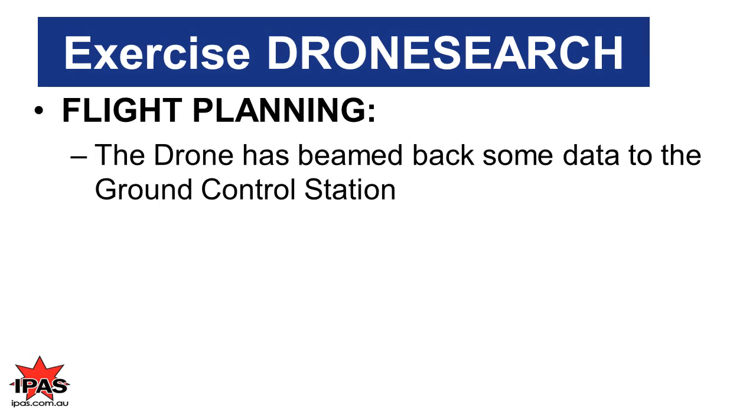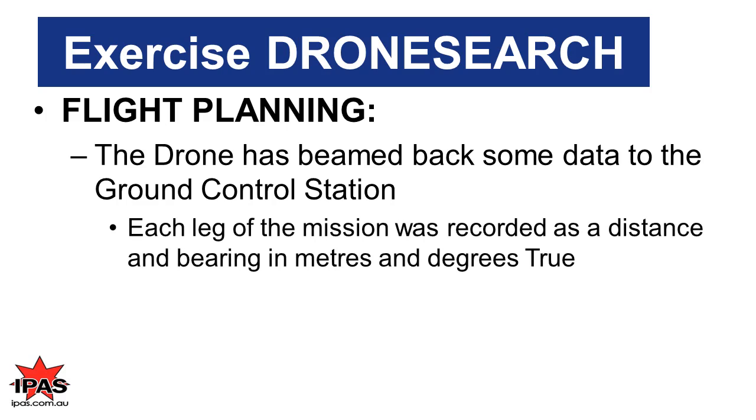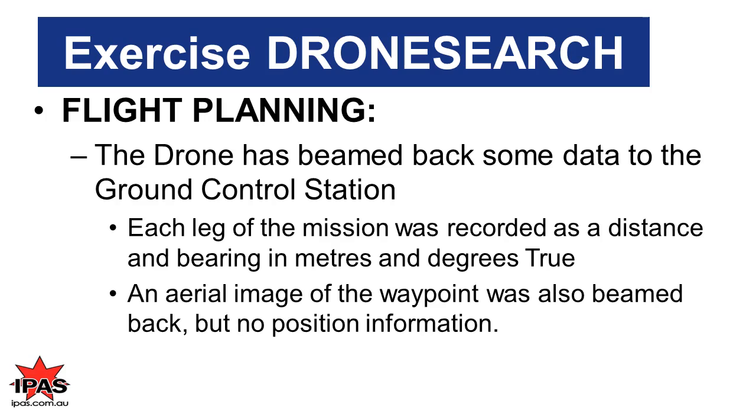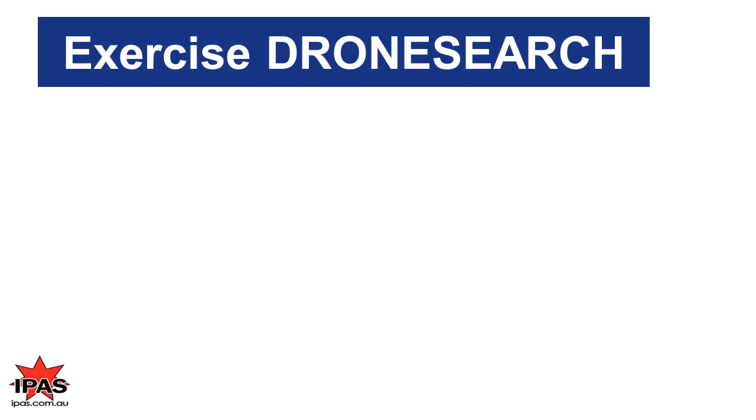So flight planning. The drone has beamed back some data to the ground control station. Each leg of the mission was recorded, but only recorded as a distance and bearing in meters and degrees true. Well, that doesn't really help us. It also sent back an aerial image of the waypoint, but it didn't provide any position information or bearing information, like we don't know which direction was north.